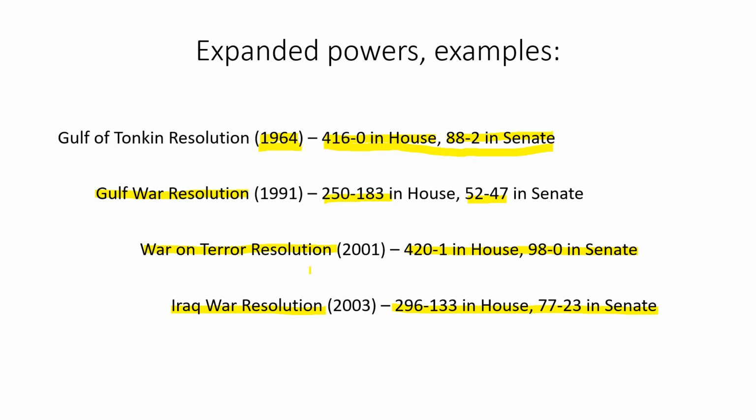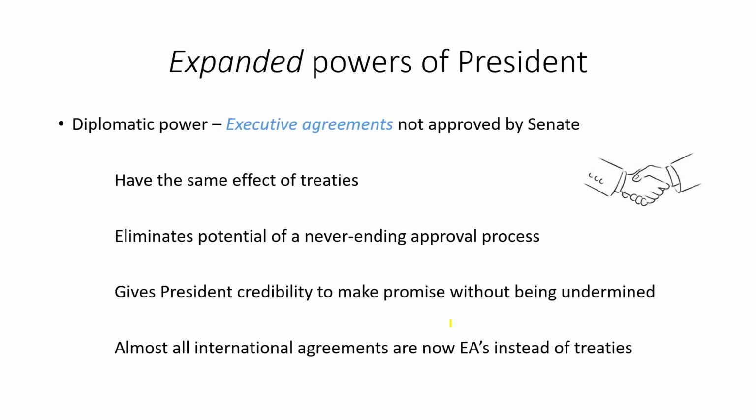These are examples of what we call the blanket resolution, or authorization to use military force, an expanded power of the president that does not appear to have been intended by the framers of the Constitution. Another expanded power that we've already touched on is the executive agreements that are not approved by the Senate.